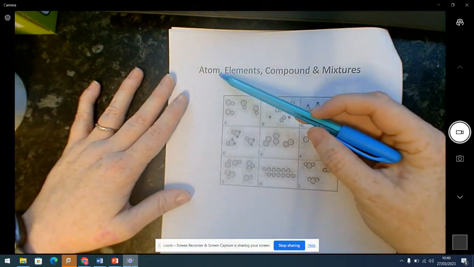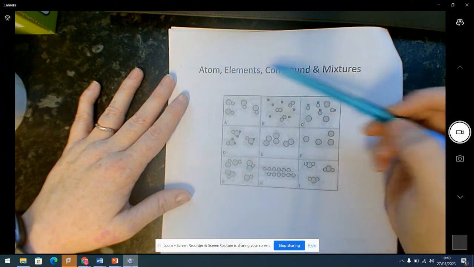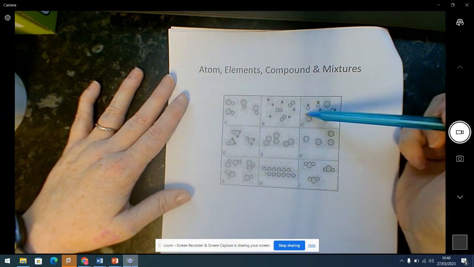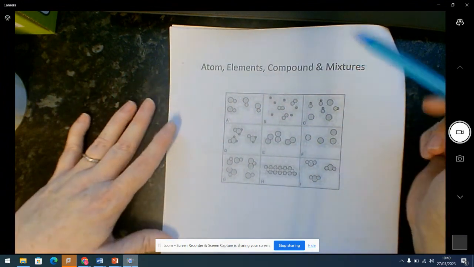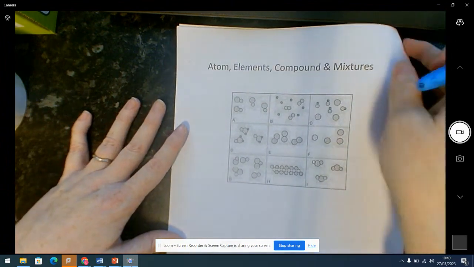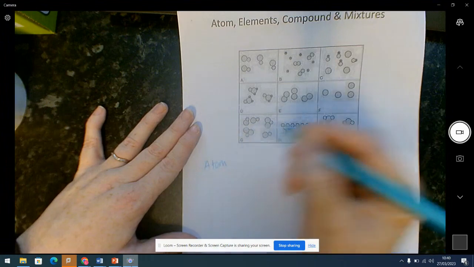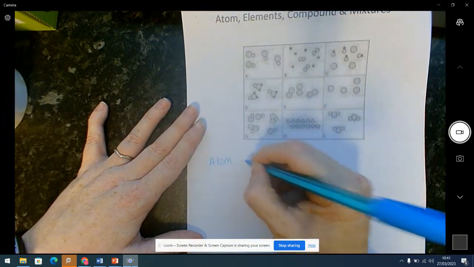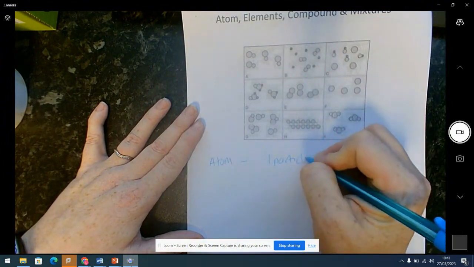It is essentially making sure we know the definition of these 4 words: atom, element, compound and mixture, and being able to identify those from diagrams. As you can see, I've got several diagrams within the booklet. So it's important we know and are able to define what those words mean. So we'll start off with atom, okay? The definition of an atom is one particle, okay?